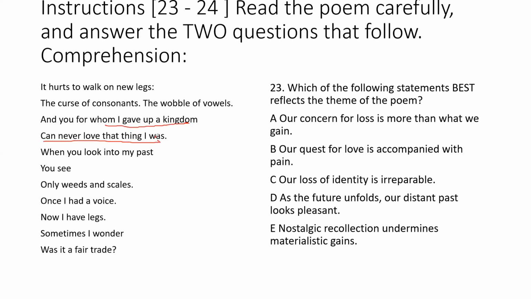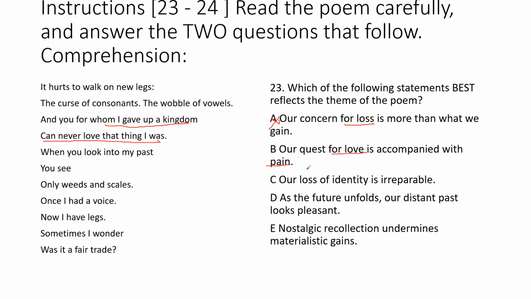Okay, so let's look at options. Option A, our concern for loss is more than what we gain. Author did not gain anything, so this goes out of context. Option B, our quest for love is accompanied with pain. Though it seems a bit far-flung, we can hold it because he's talking about the pain he's going through. Maybe the love, because when he said that I gave the kingdom, I loved you like anything. So we can hold it.